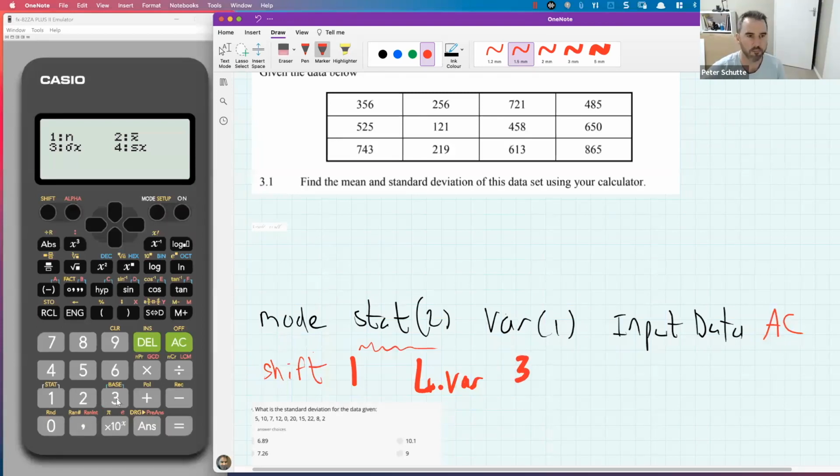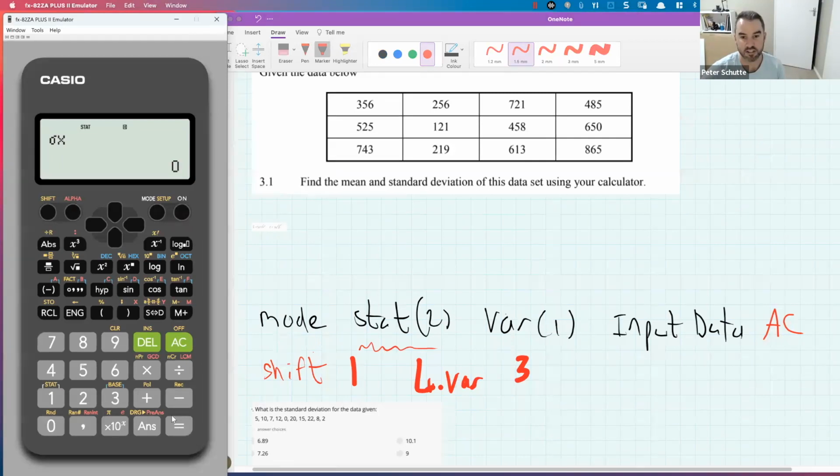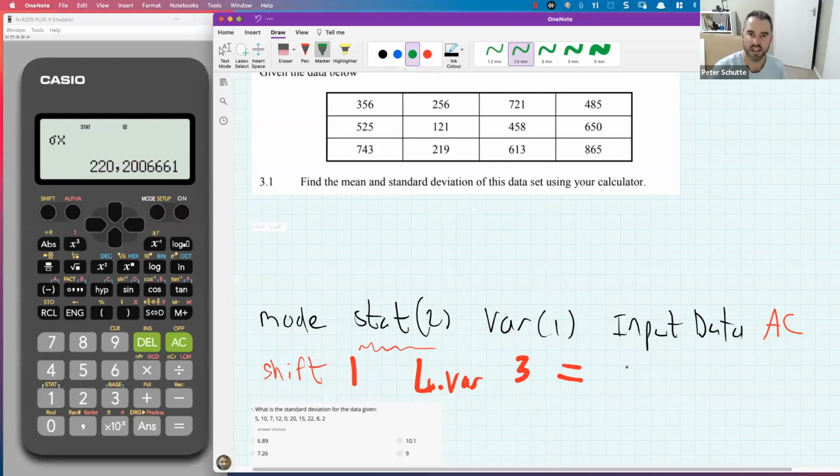And if I hit 3, I then have to hit equals. And I then should get, let me go back to my pen, I should get a value of 220.20. And what that's saying, the symbol looks like that, is the standard deviation for this data set is 220. So on average, a value is 220 units away from the mean.